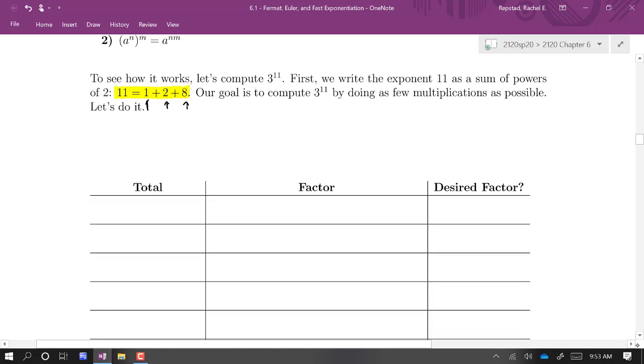We make a table with the first column as the total, then we look at our next factor, and then we decide, is it a desired factor? So here's what we mean by desired factor. We want 3 to the 11th, and this is 3 raised to the 1 plus 2 plus 8. So I'm adding in the exponent. So I can split this up as a multiplication: 3 to the 1st times 3 squared times 3 to the 8th, and these are our desired factors of 3 to the 11th.